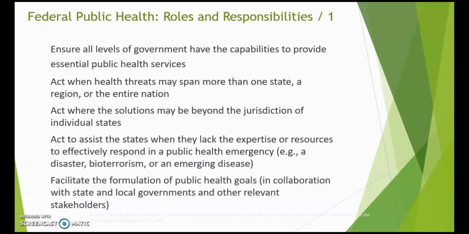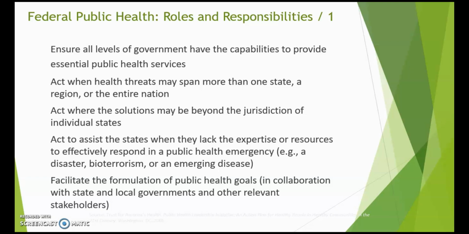Now, when we think about each element or each institution, as we previously mentioned, let's start with federal public health. And again, we can make a lot of comparisons here, but the main focus of this lecture will be the United States. So federal public health roles and responsibilities, part one. Ensure all levels of government have the capabilities to provide essential public health services, act when health threats may span more than one state, a region, or the entire nation, act where the solution may be beyond the jurisdiction of individual states, act to assist the states where they lack the expertise or the resources to effectively respond in a public health emergency. Examples here: disaster, bioterrorism, or an emerging disease or a pandemic, for instance.